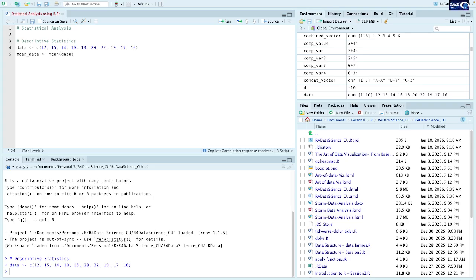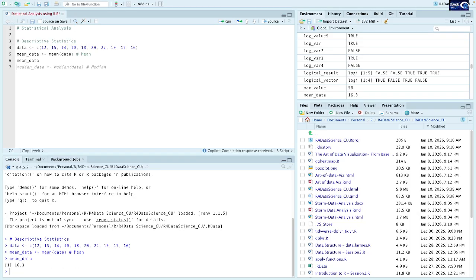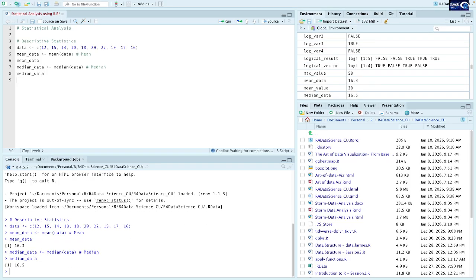We can calculate the mean for the data using the mean function. That will give you the mean value. Once I click mean, it will give the mean of these values. Similarly, we can calculate the median using the median function, and it will give you the median as well.